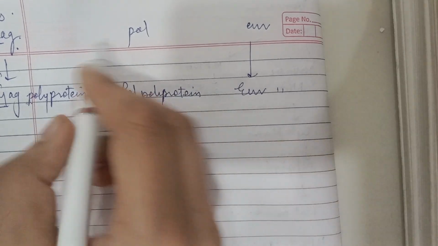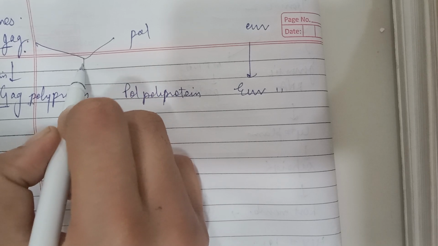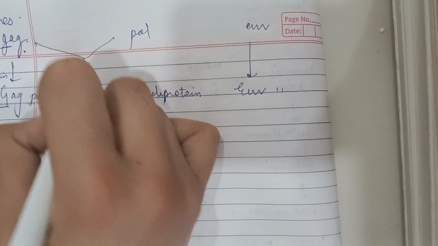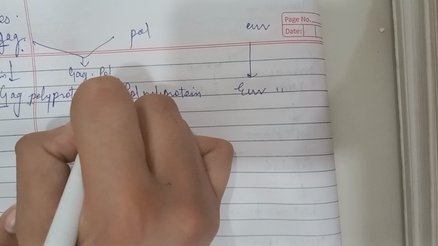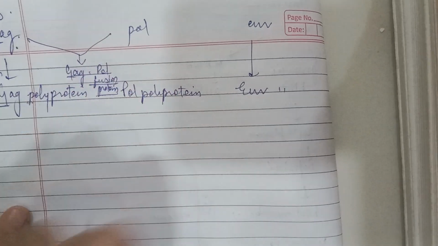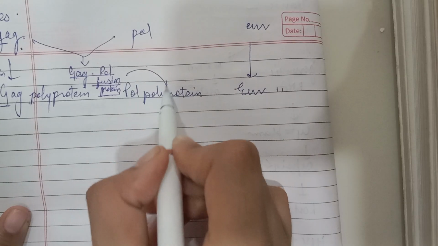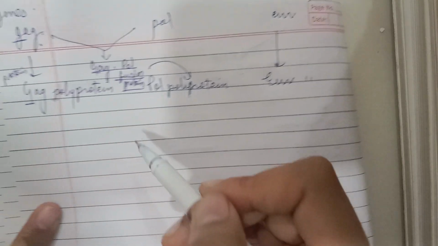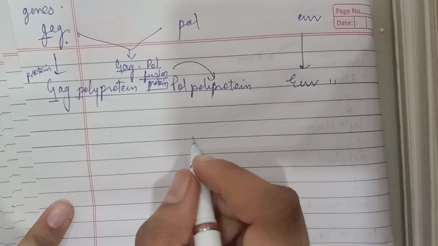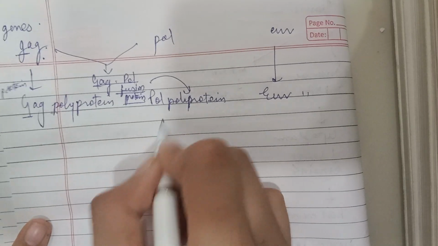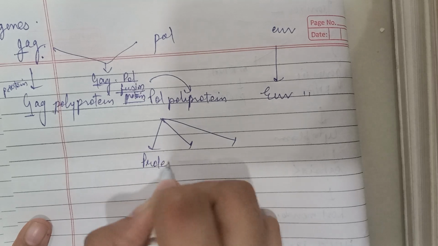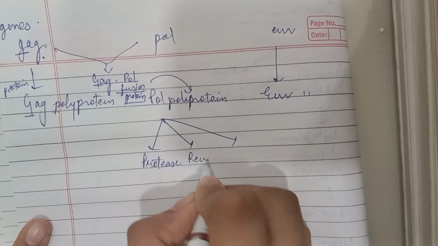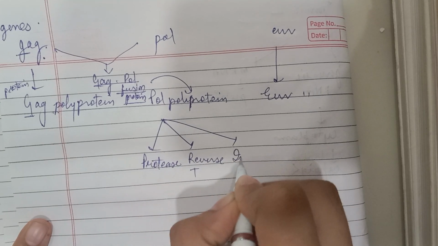indirectly. That is, GAG and Pol gene together synthesize the GAG Pol fusion protein. And on the breakdown of this fusion protein, we get Pol polyprotein. So there's an indirect way of getting this. Now, Pol polyprotein is further cleaved to synthesize three enzymes: protease, reverse transcriptase, and integrase.